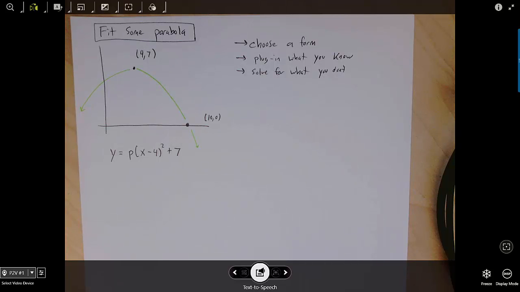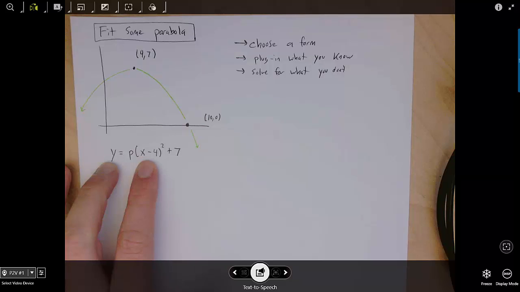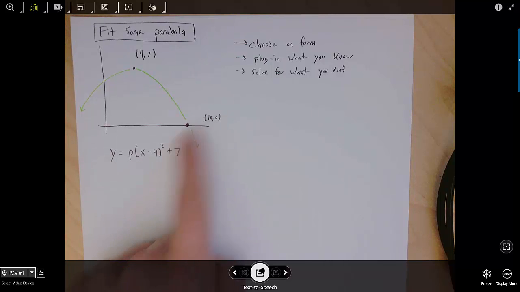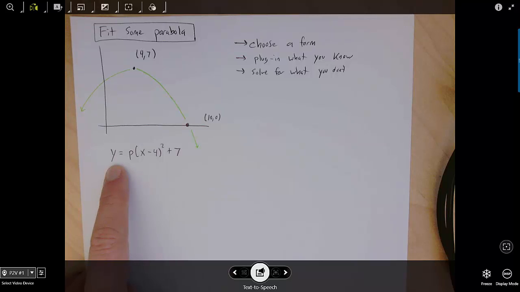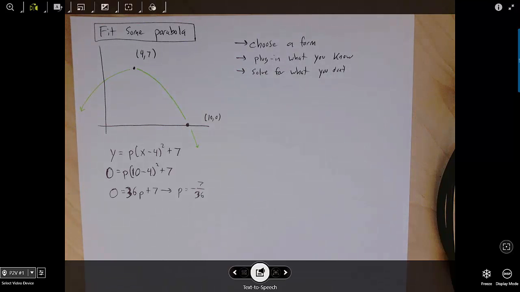So doing the actual solving is easy enough. We've already used this point, so let's plug in the other point we know, because we know that by plugging in the x, y values, we're essentially telling this equation we need it always to be true that when x is 10 and y is 0, this remains true. So you can easily solve for p. Here we go. Okay, I forgot to put in the 10 last time. So when the x-coordinate is 10, we get 36 as 6 squared. And then if we solve for p, we've got -7/36.